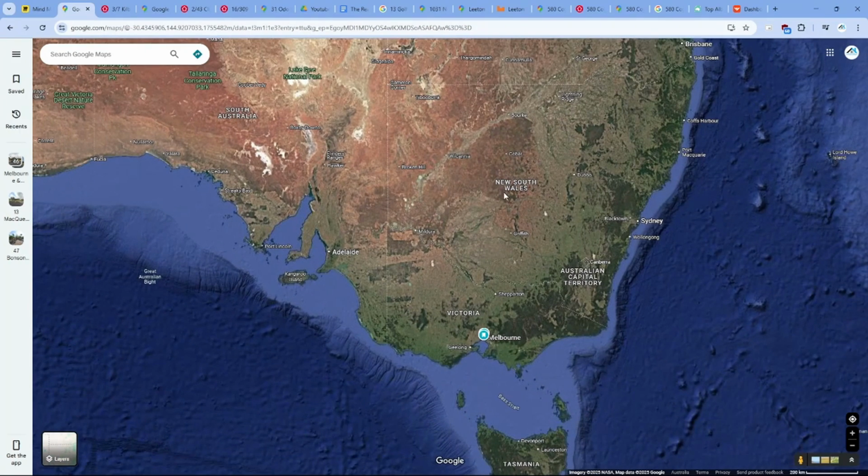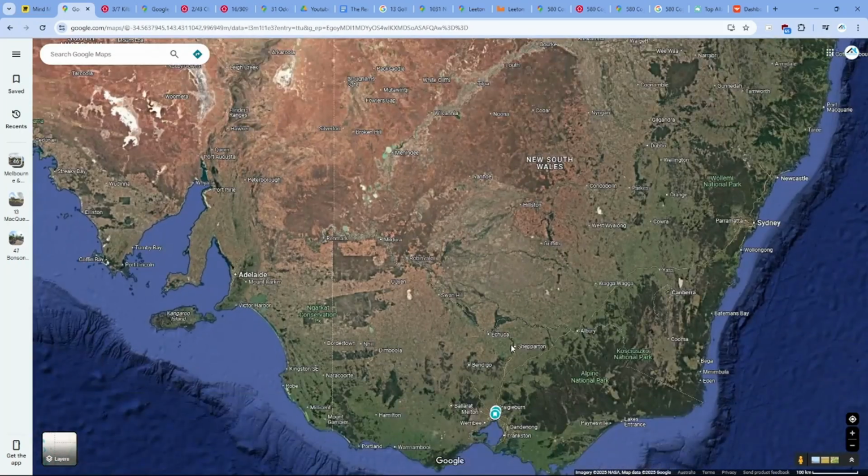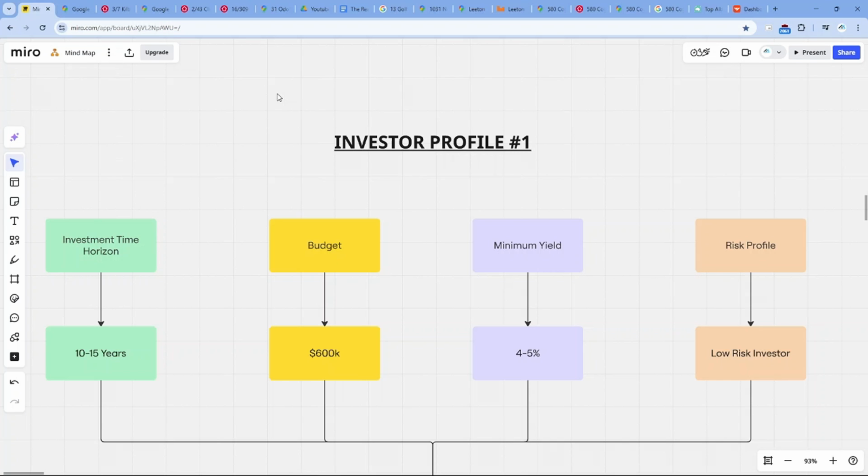Where in Australia are you going to invest? In a capital city like Melbourne or Sydney or Brisbane? Or are you okay with going to regional locations like Bendigo, Ballarat, Albury-Wodonga, etc.? That risk profile will also determine the location that you invest into. It's really easy. It's only 4 pieces of information that you need to nail down about yourself to determine where you can invest. And let's take this brief here.